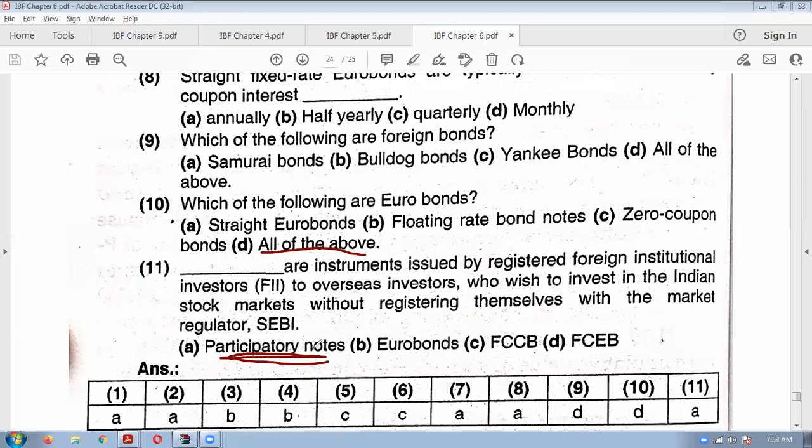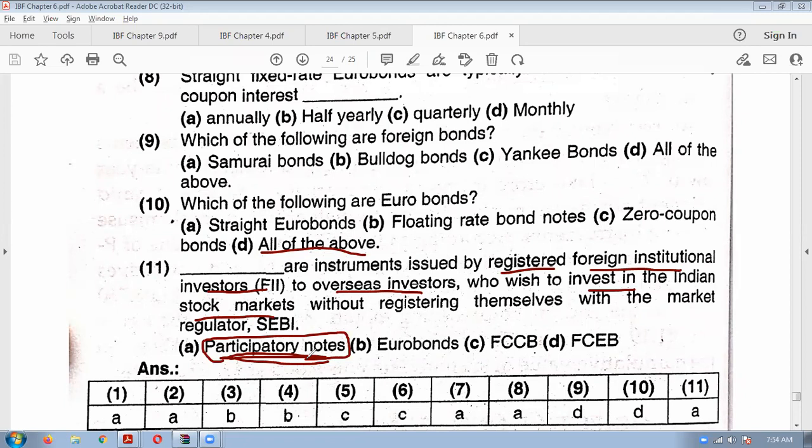Participatory notes are financial instruments which are issued by registered foreign institutional investors to overseas investors, but those investors do not wish to register themselves in the Indian stock market. So they can invest in the Indian stock market without disclosing their identity. Such instruments are known as participatory notes.